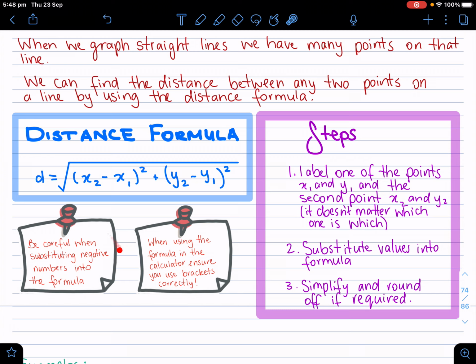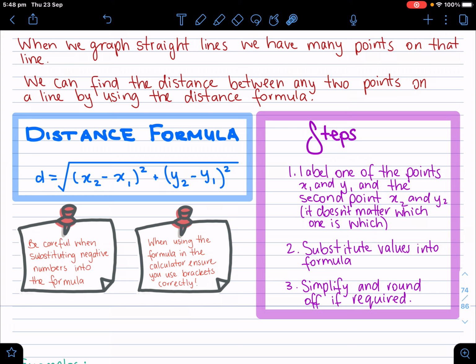Now, one thing you need to be careful of when using this formula is when you have negative values or negative coordinates, you need to be very careful of how you substitute them in because you have a minus in between each of these. So if x1 is a negative, it's going to be negative, negative. And when we do a few examples, it'll make sense what I'm talking about. Now, I like to do each of these sections separately. You'll see that in the example. However, if you're going to do it all at once in the calculator, make sure you use your brackets properly.